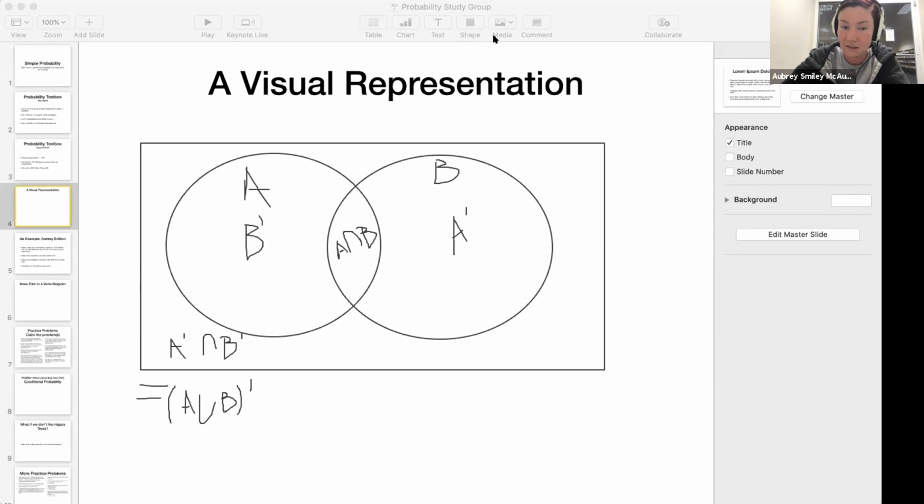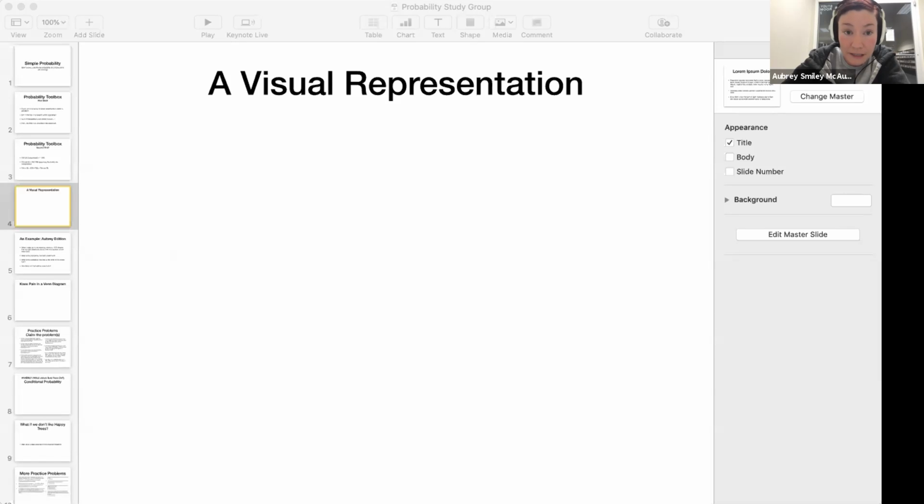All right. Questions, comments, concerns about Venn diagramming events and sets? All right. That was my first time annotating. All right, let's see.